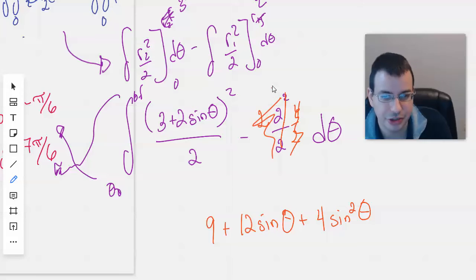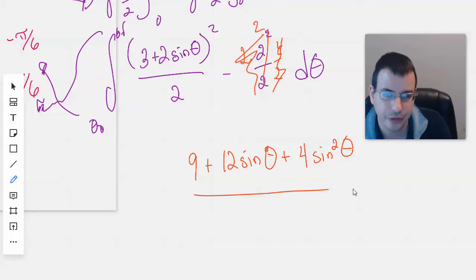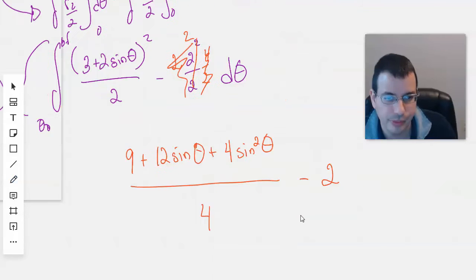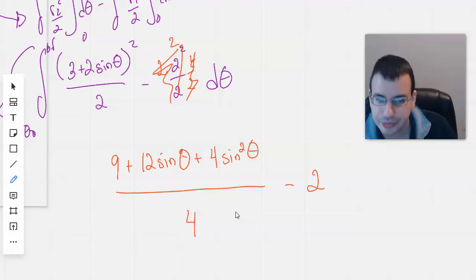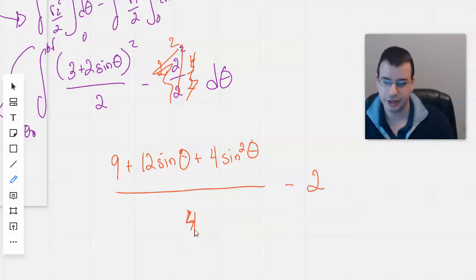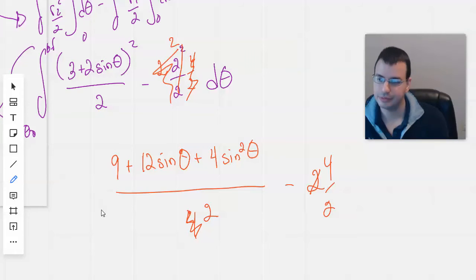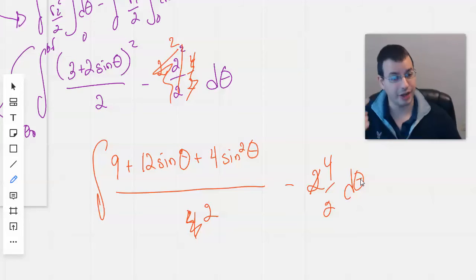I'll change that to 2. Gosh, so messy. Over 4 minus 2. This guy right here is actually 2. Change it back to 4 over 2 because I'm indecisive. Still d theta. Okay. Hopefully you followed my mess. Hopefully I followed my mess.